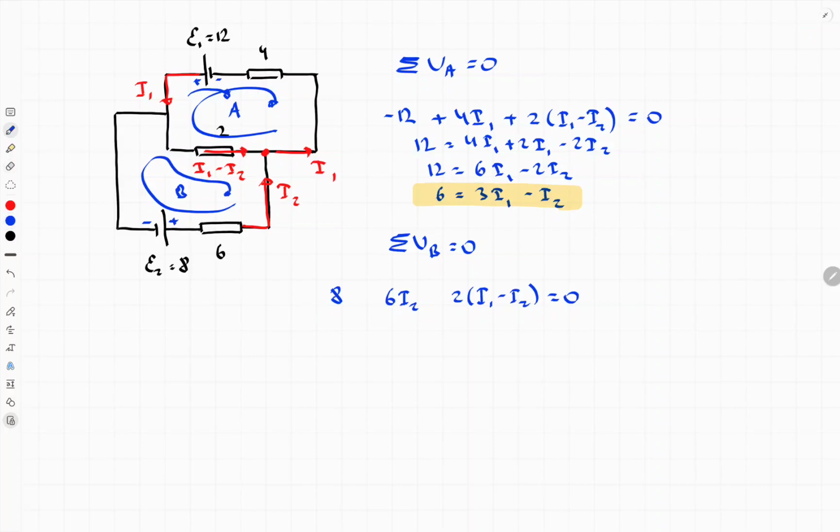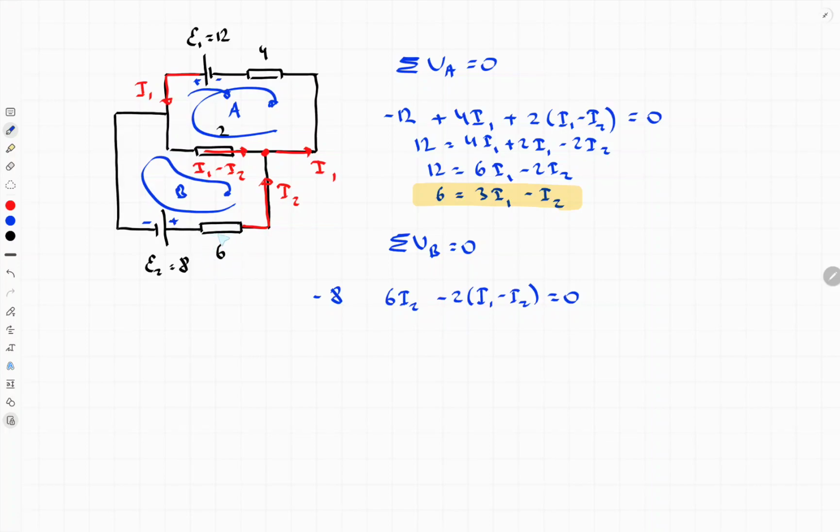From plus to minus, loop is directed like this. So it's a negative 8. Now let's come to the 2 ohm. Electric current is passing to the right. Loop is also directed to the right. So same direction, it will be negative.